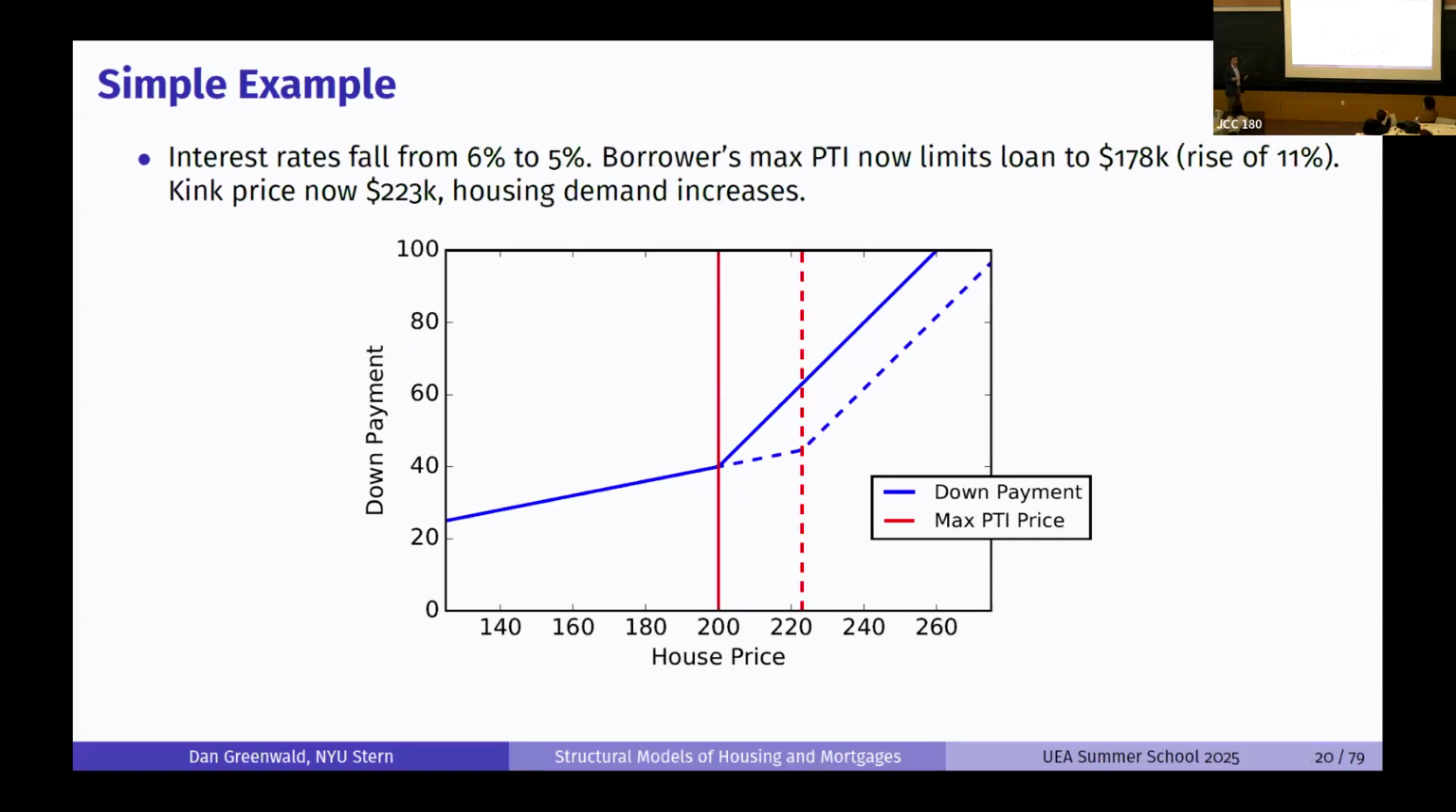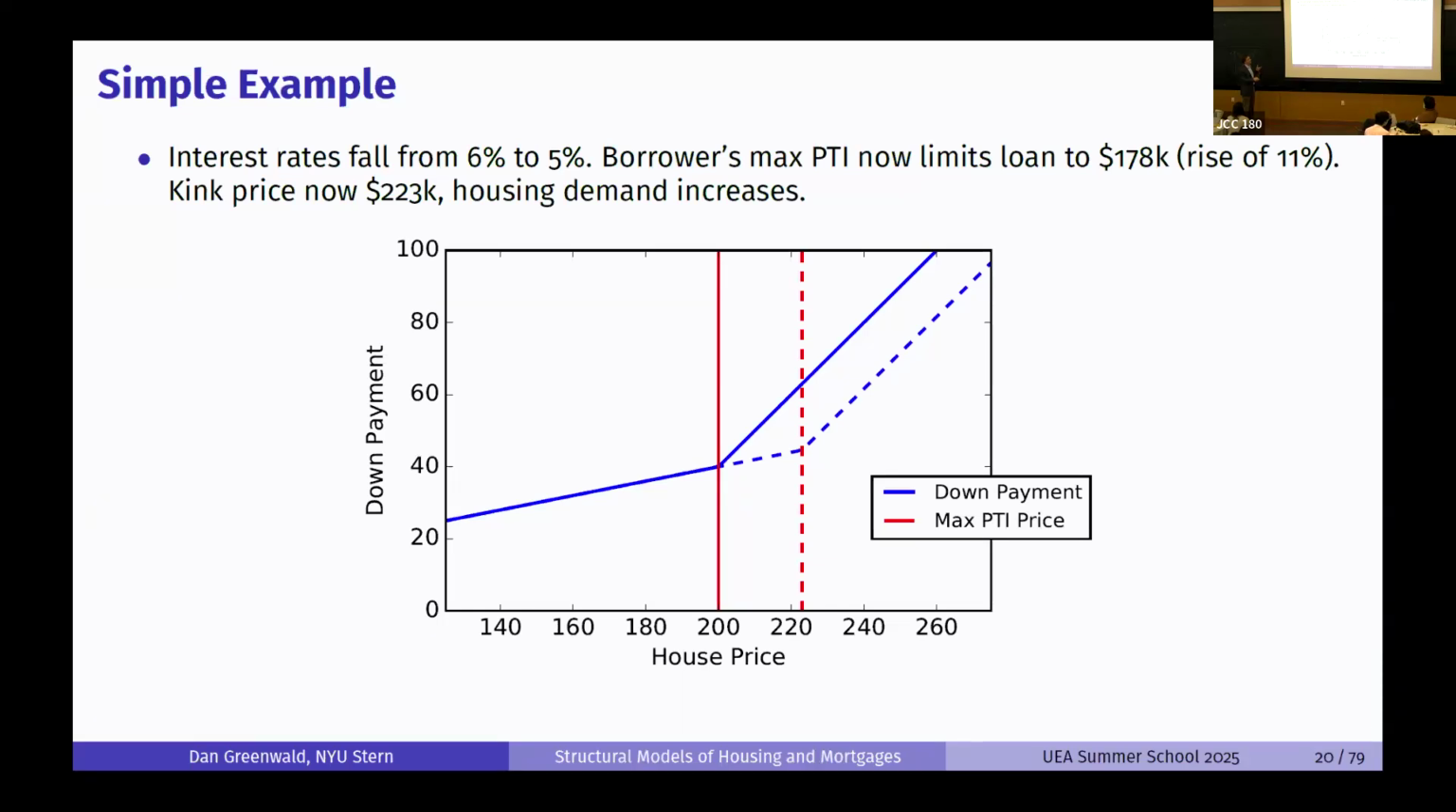But now let's start considering some potential shocks. Let's assume that interest rates fall from 6 to 5%. What that's going to do is, the maximum monthly payment the borrower can make is still the same, still $1,200. But now that same $1,200 payment is associated with a bigger loan, because the interest rate is lower. To get to the same payment, you can start with a bigger loan at a lower rate. So if we increase the loan size to the new maximum loan size of $178,000, and we add back in the minimum down payment, the house price at which this kink occurs jumps from $200,000 to about $223,000.